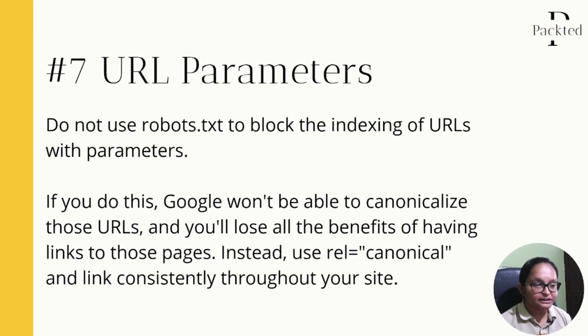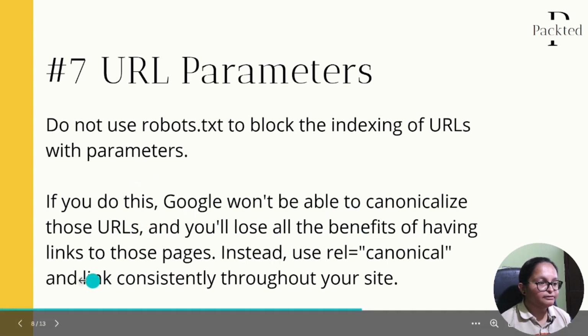The seventh fact is about URL parameters. It says that do not use robots.txt to block the indexing of URLs with parameters. If you do this, Google won't be able to canonicalize those URLs and you will lose all the benefits of having links to those pages. Instead, use rel canonical and link consistently throughout your site.